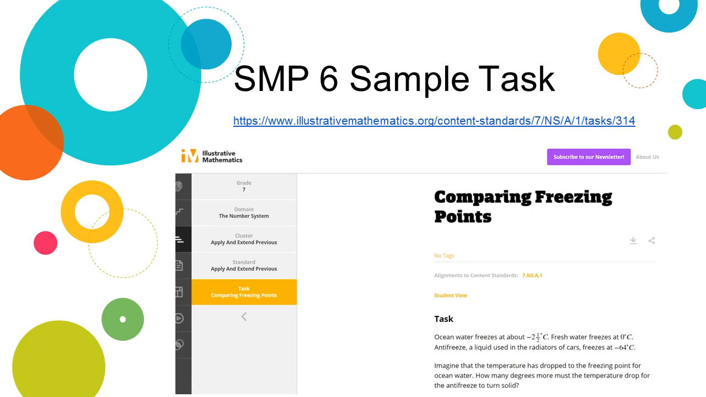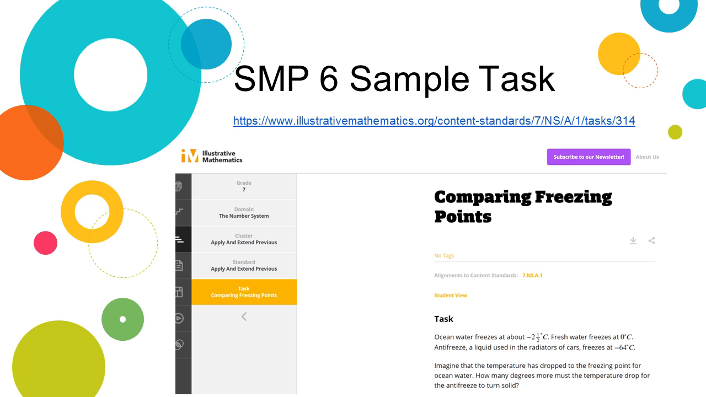Another sample task also comes from the Illustrative Mathematics website. The task is about comparing freezing points. The problem says ocean water freezes at about negative 212 degrees Celsius. Fresh water freezes at 0 degrees Celsius. Antifreeze, a liquid used in the radiators of cars, freezes at negative 64 degrees Celsius. Imagine the temperature has dropped to the freezing point for ocean water. How many degrees more must the temperature drop for the antifreeze to turn solid?